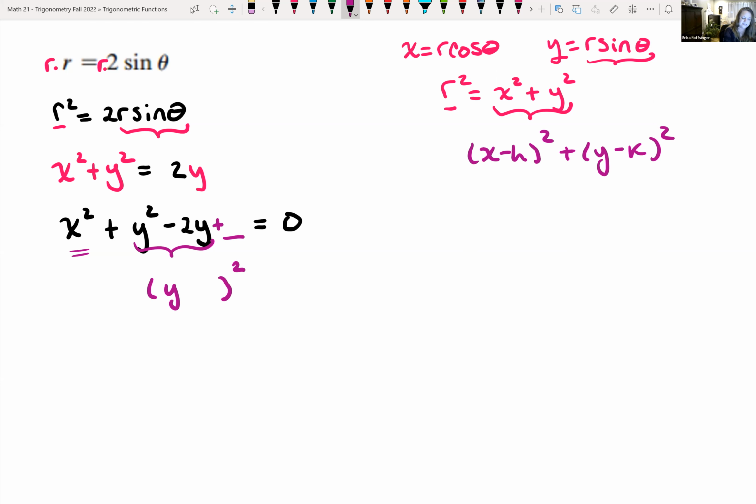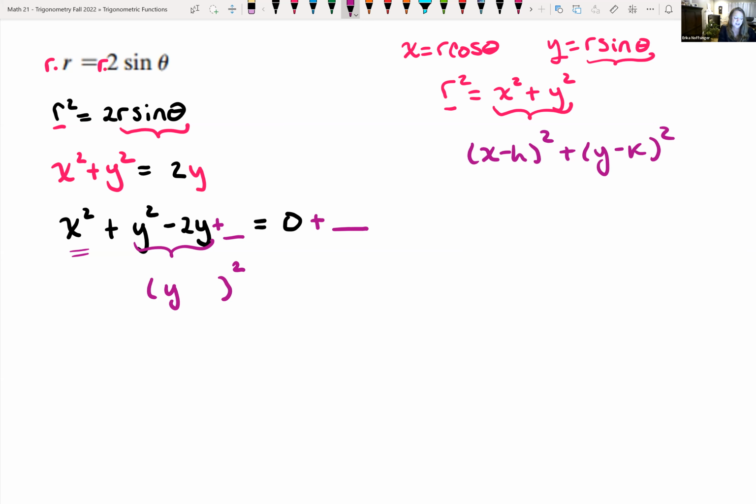But if we add something to one side of the equation, we have to add it to the other side of the equation. So if you don't remember how to complete the square, you might want to go back and review this if this isn't ringing some bells. But if you didn't remember, maybe now it's coming all back to you.